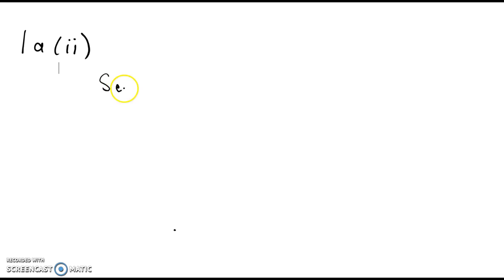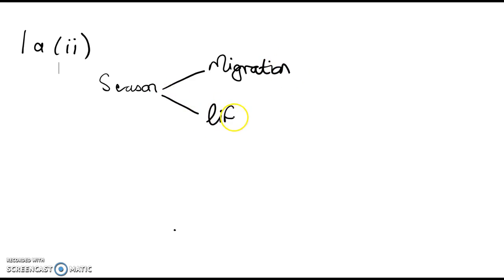So the season in which they're collecting will be different. Because the season is different, you've got a reason they might have migrated. Because the season is different, they might be in a different stage of their life cycle.